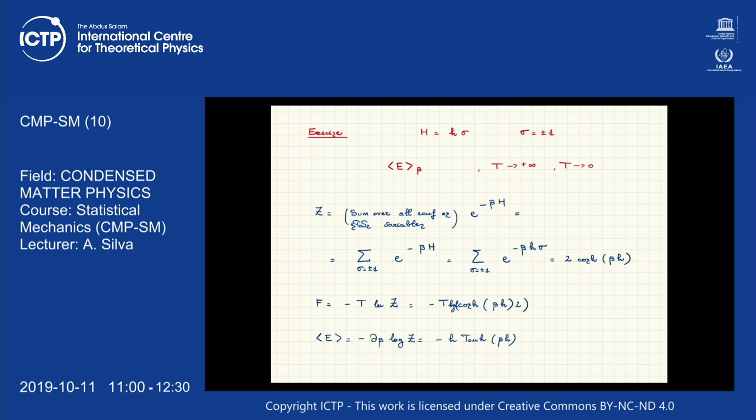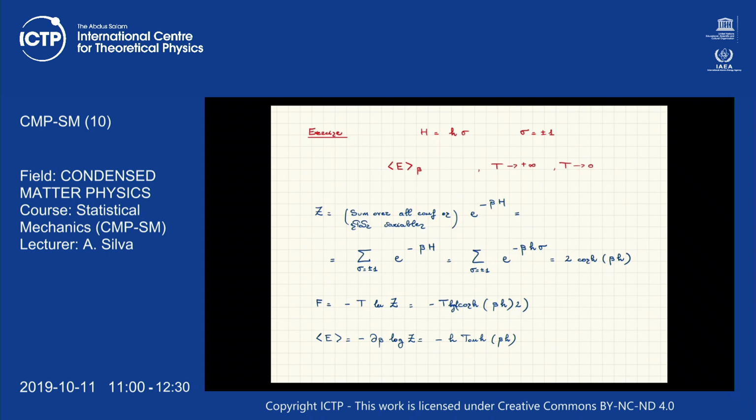If the temperature is 0, the energy has to be h or minus h. And if the temperature is infinitely bigger than h, then the energy has to be actually equal to 0. If the temperature tends to infinity, it has to be 0, proportional to h over T.